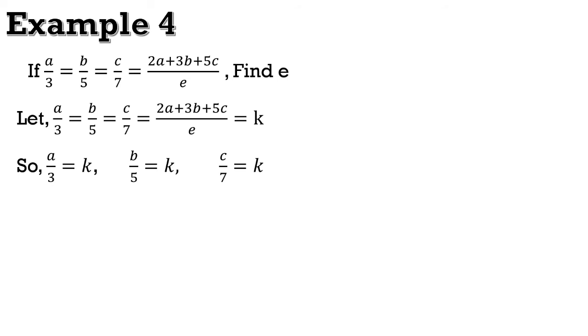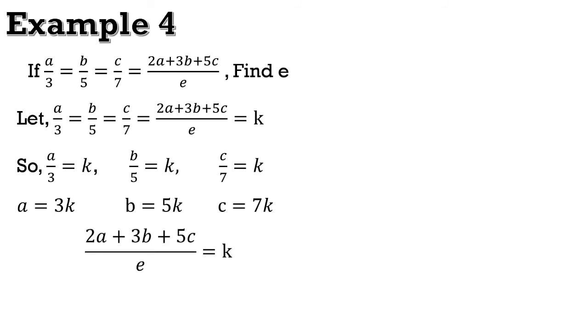Now, isolve natin yung bawat equation one by one. So, we will have a over 3 equals k. Multiplying both sides by 3, this will give us a equals 3k. b over 5 equals k. Multiplying both sides by 5, this will give us b equals 5k. c over 7 equals k. Multiplying both sides by 7, this will give us c equals 7k.